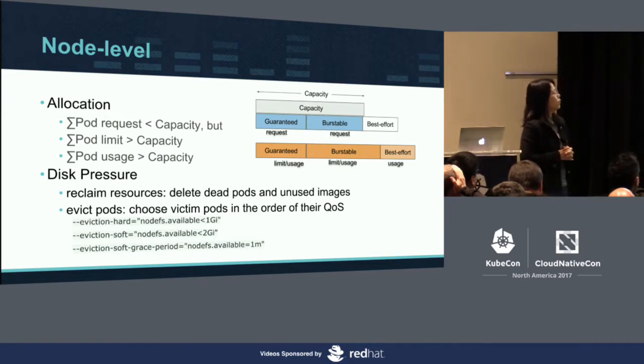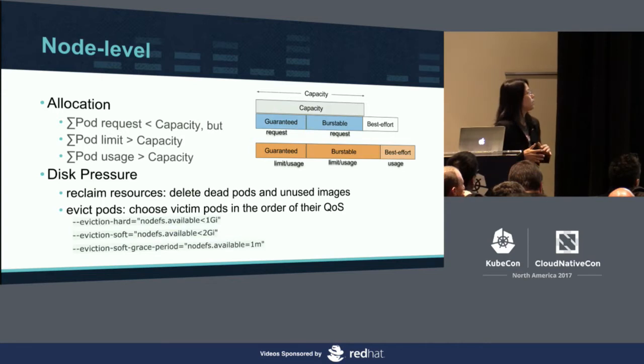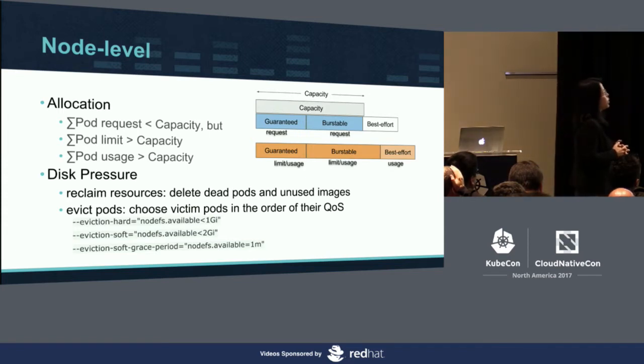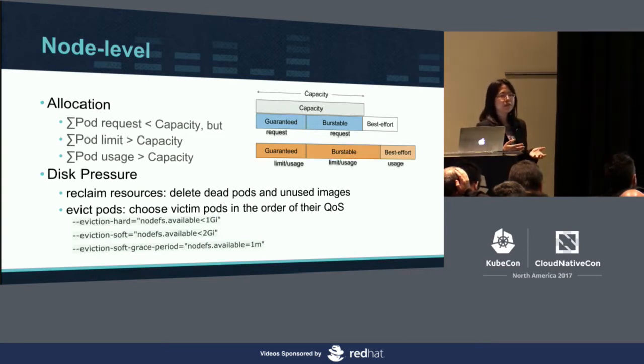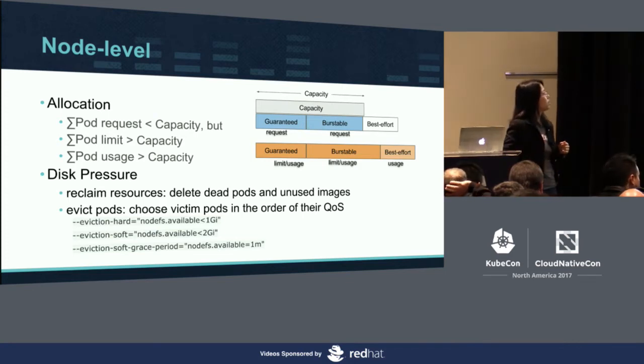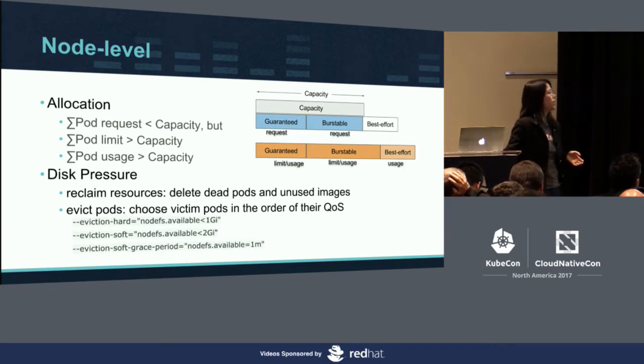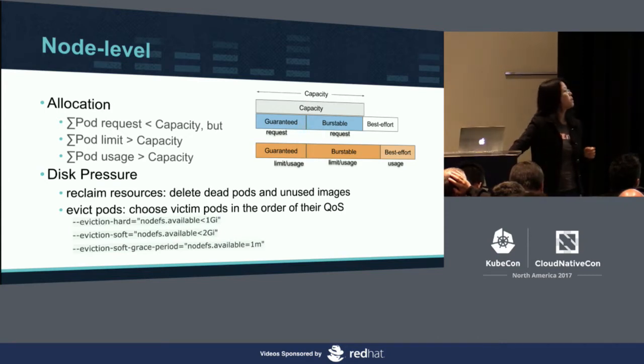To solve this, we have an eviction manager to detect whether there is disk pressure and take actions. It also allows you to set some eviction thresholds. So it monitors, at the node, whether the available disk space is smaller than some amount, like 1 gigabyte, and it will start eviction action. Before evicting a pod, it will try to reclaim disk resources by deleting some unused images or dead pods. If it's still not enough, then it will try to choose some pods to evict. The order of choosing will follow the QoS classes we just mentioned.